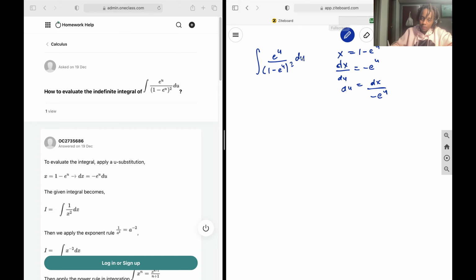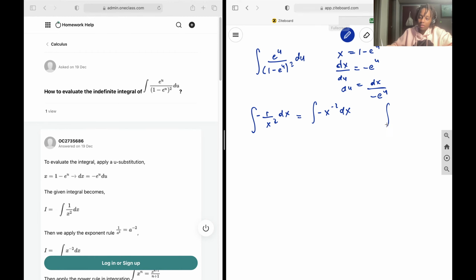And so when you put that all in, the e to the u's cancel, leaving a negative, and you just get 1 over x squared. So let's write that out: 1 over x squared dx. And this is just negative. Let's leave the negative in actually. The integral of negative x to the negative 2 dx.